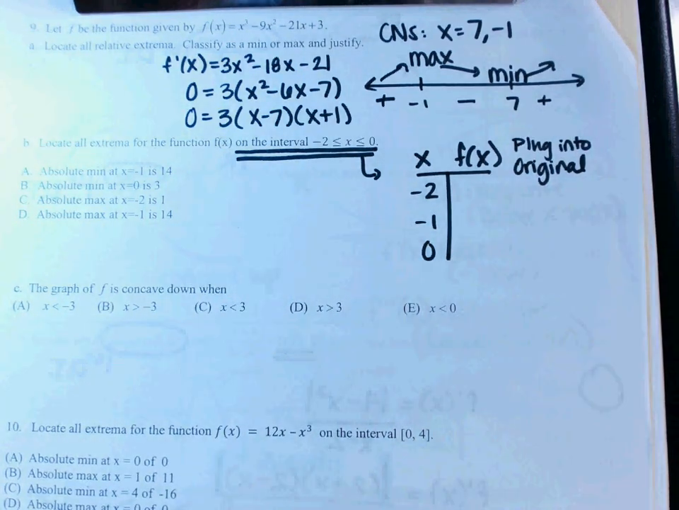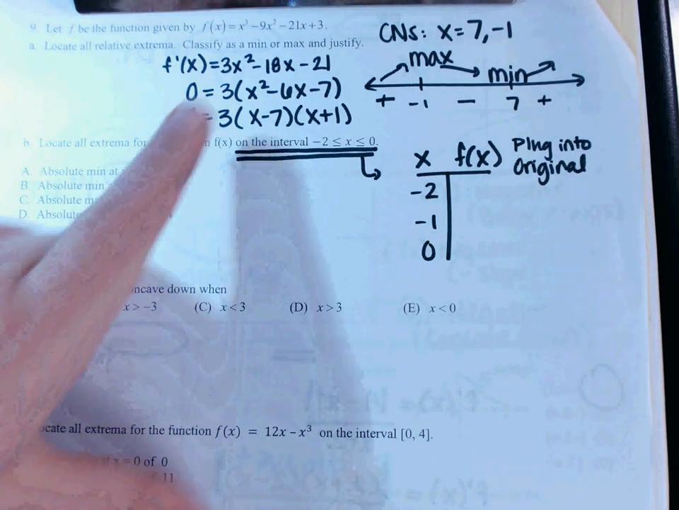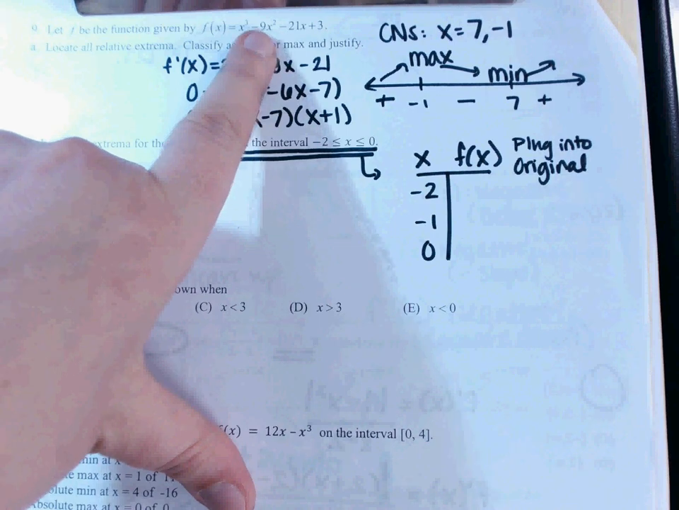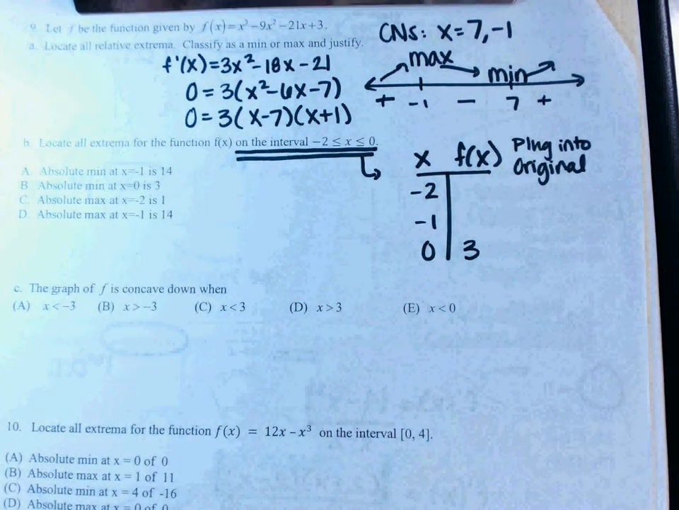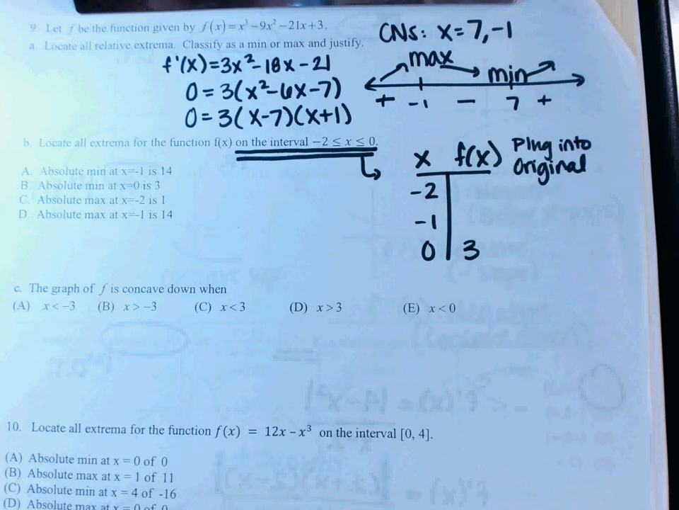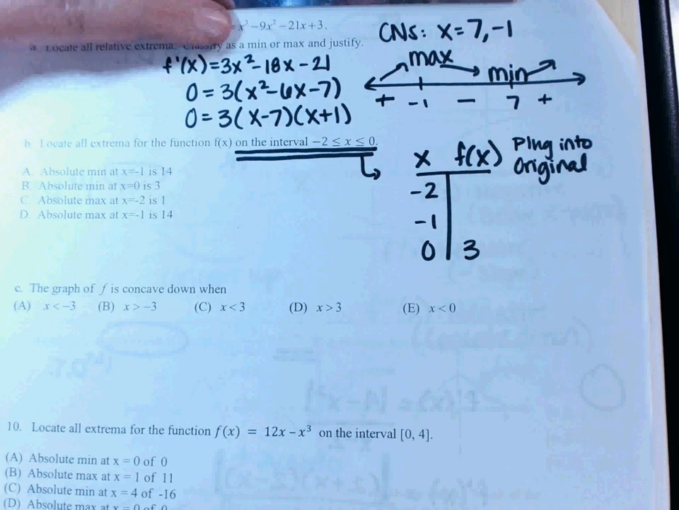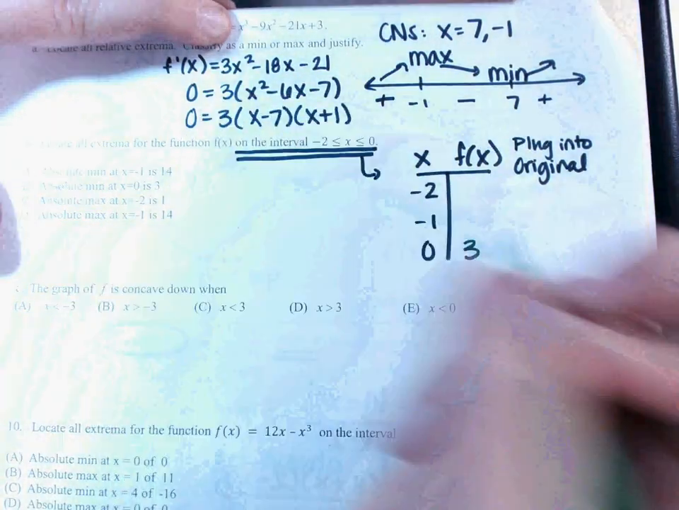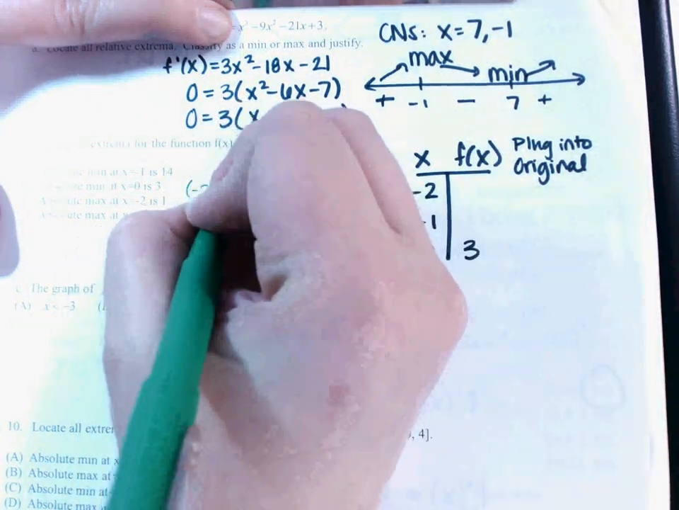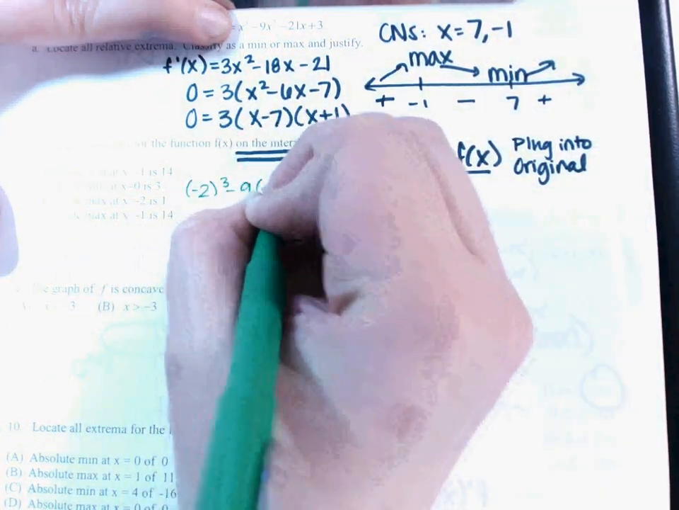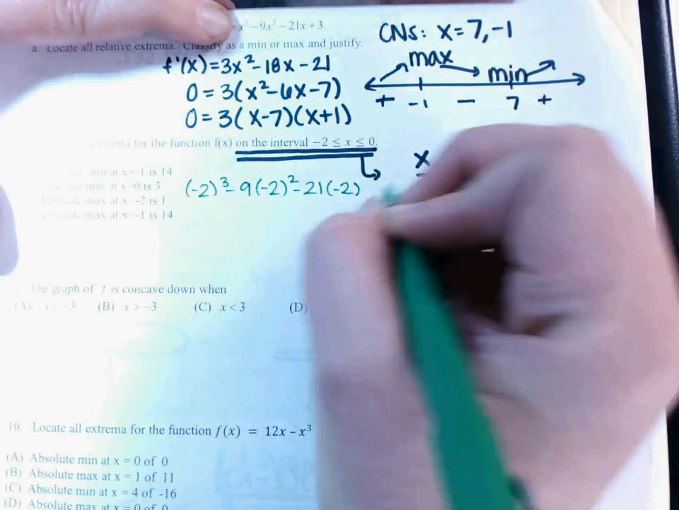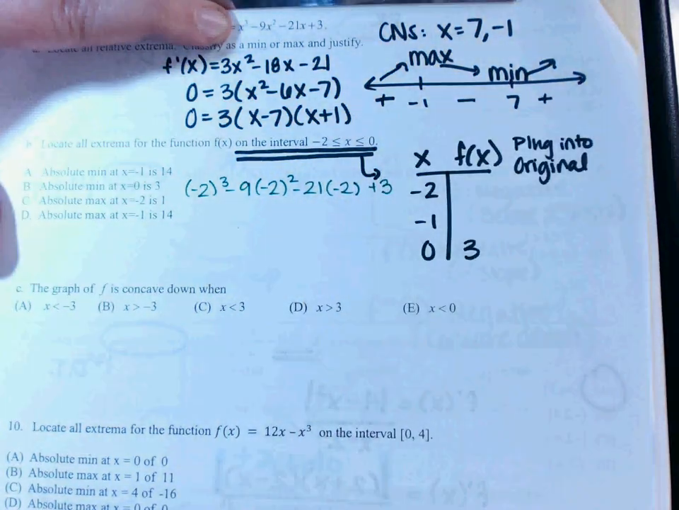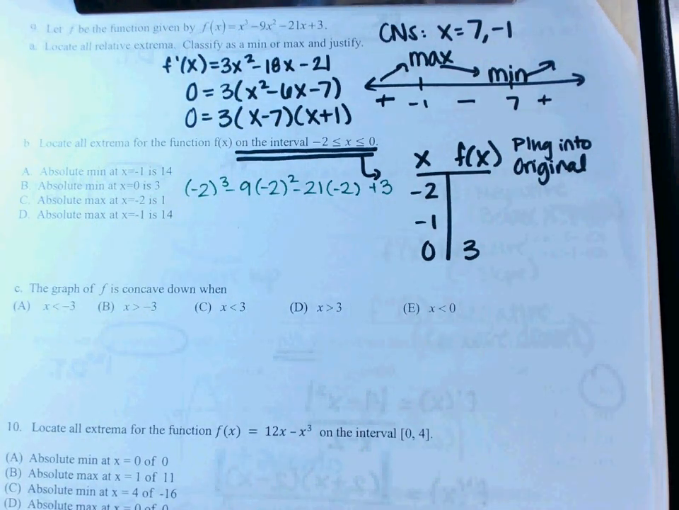Okay, yeah, let's do 0 first. 0 is going to be the easiest. So it'd be 0 minus 0 minus 0 plus 3 is 3. Okay, now let's plug in negative 2. Ready? So we're plugging in right here. So it'd be negative 2 cubed minus 9 times negative 2 squared minus 21 times negative 2 plus 3.